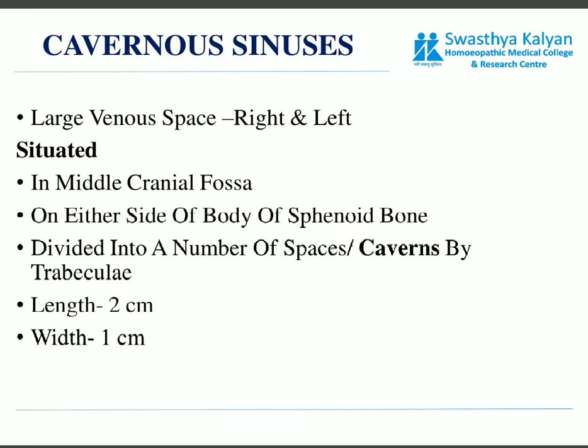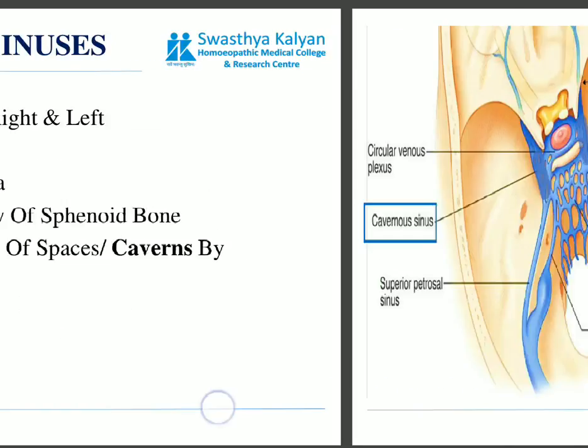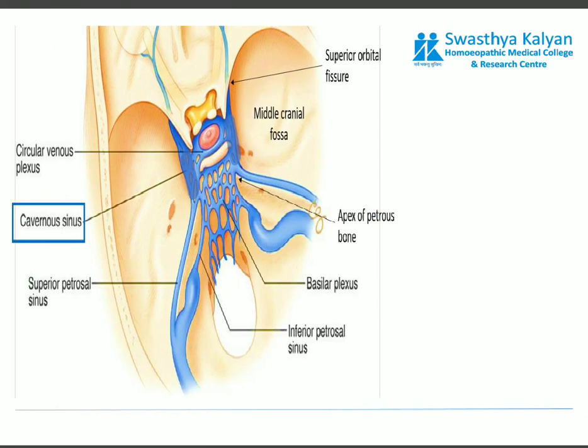In today's lecture, we would discuss in detail about the cavernous sinuses. These are large venous spaces that are situated in the middle cranial fossa. So there are three cranial fossae: anterior, middle and posterior. In the middle cranial fossa, you have the cavernous sinuses on the right and the left side, that is on either side of the body of the sphenoid bone.